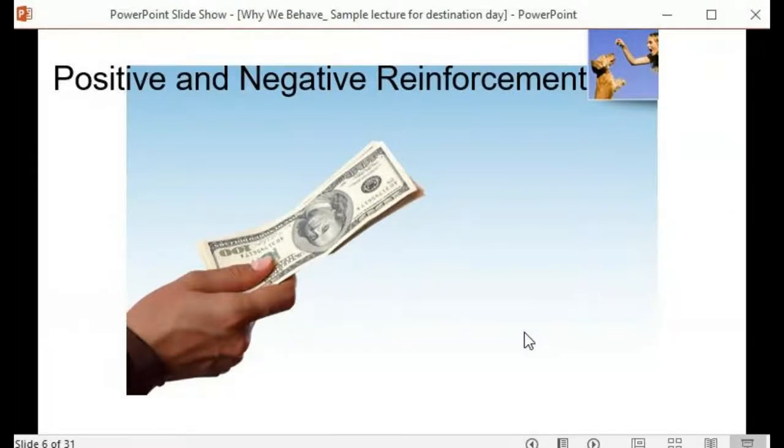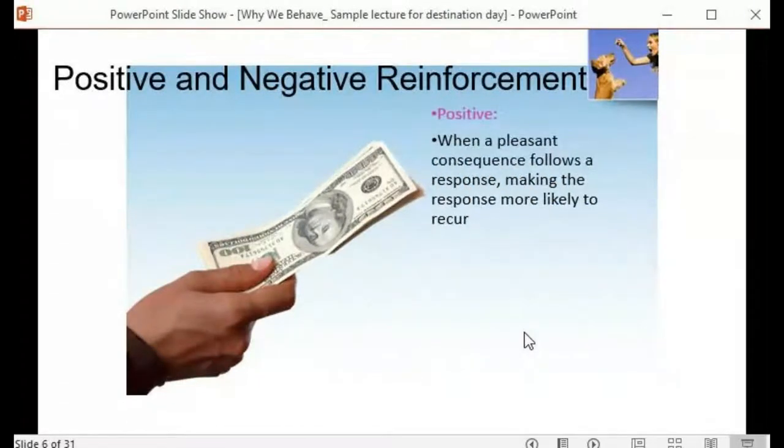You think, right? Positive is good, and negative is bad. That would make a lot of sense, right? But that is not what they mean in this case. In this case, positive means something is added to the situation. And negative means something is taken away. So it's super important to understand that positive means added and negative means removed. So if we put that together, where reinforcement increases the likelihood of future behavior, positive reinforcement is something that's added, right?